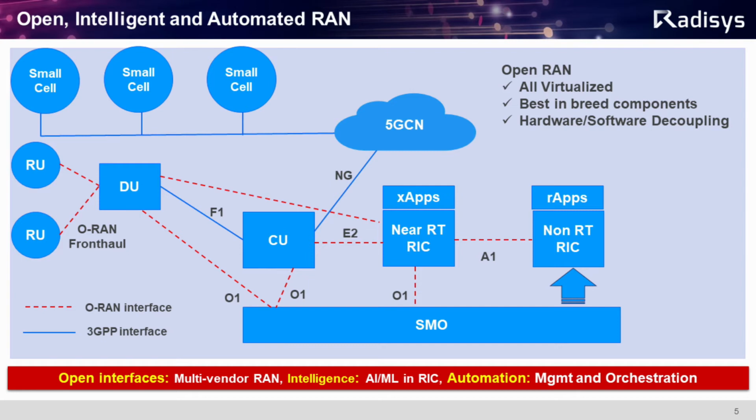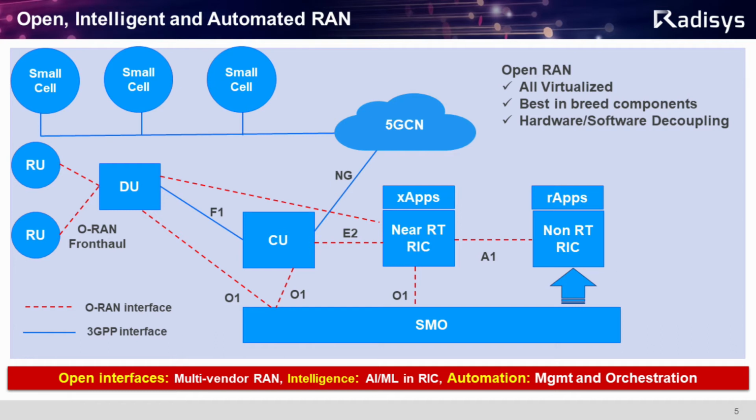The RUs are connected to the DU through the O-RAN fronthaul. This is an important innovation and a step in standardization that the O-RAN Alliance has made significant progress on. And a lot of vendors today are releasing products which are O-RAN compliant, both from a DU point of view and the RU point of view.